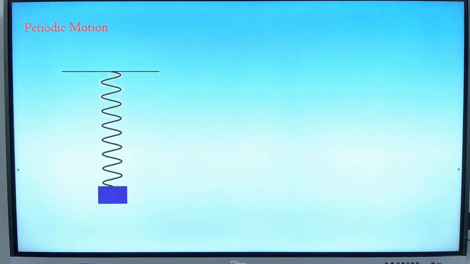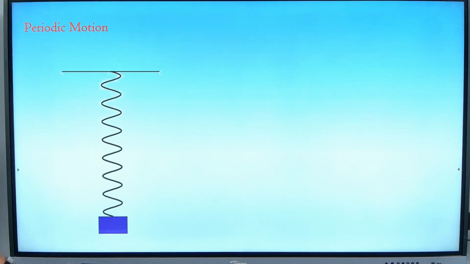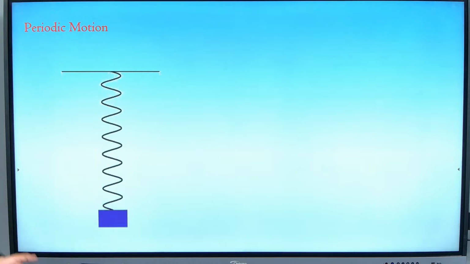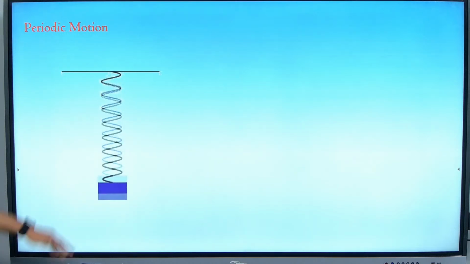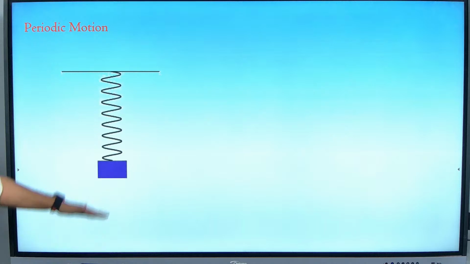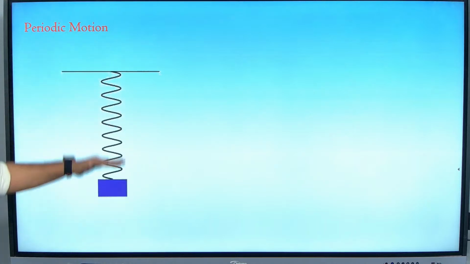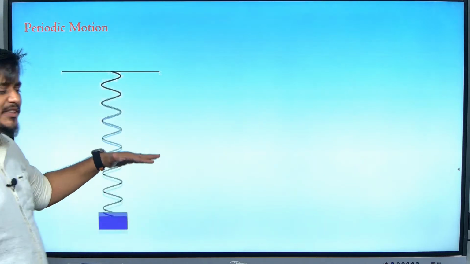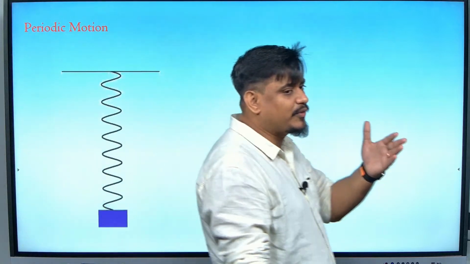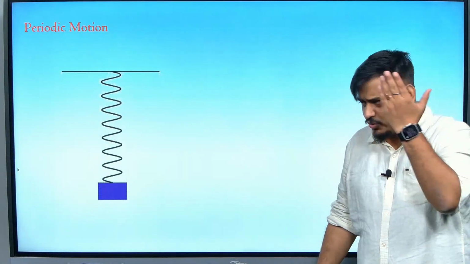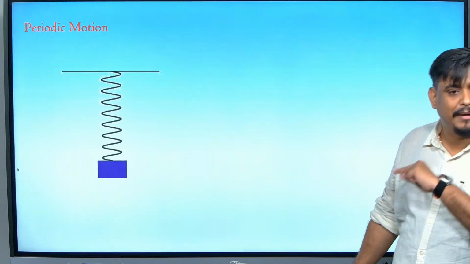What about this? Don't you think it is periodic? This spring which is having a mass, practically also we can make it so for some time, not always. If this spring is going up and down, and if it takes the same amount of time always to come down and go up, this spring also can be called to be in periodic motion. I hope you are understanding.